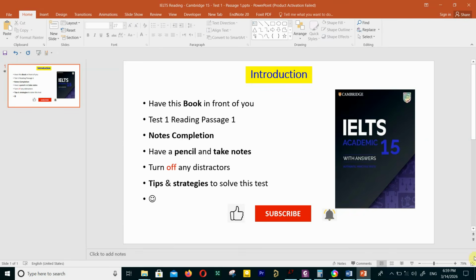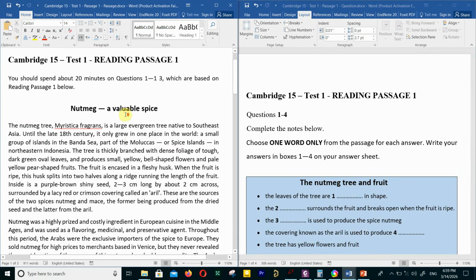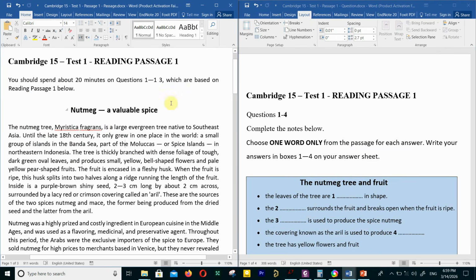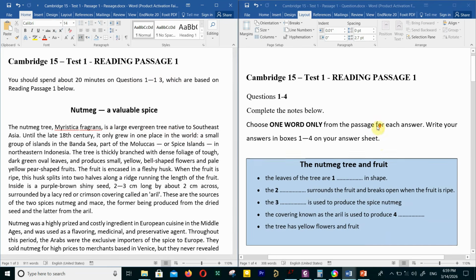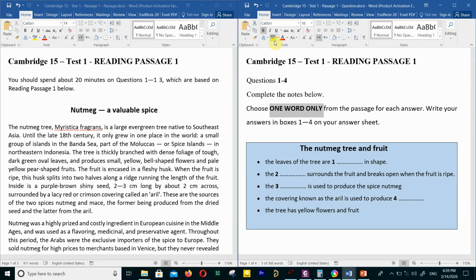Let's jump into it. As always, I split the page into two halves. On the left hand side you can see the passage, test 1, reading passage 1 of Cambridge 15, and on the right hand side you can see the questions relating to this passage. In this particular video I just covered questions 1 to 4. Complete the notes below. Choose one word only. Be careful about this. I'm going to highlight it. Just one word. If you complete with more than one word, your right answer is considered a wrong answer.